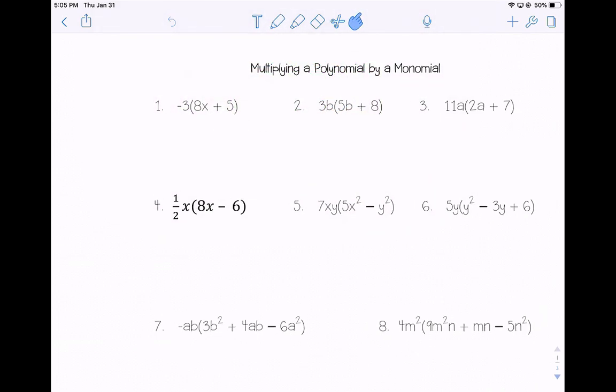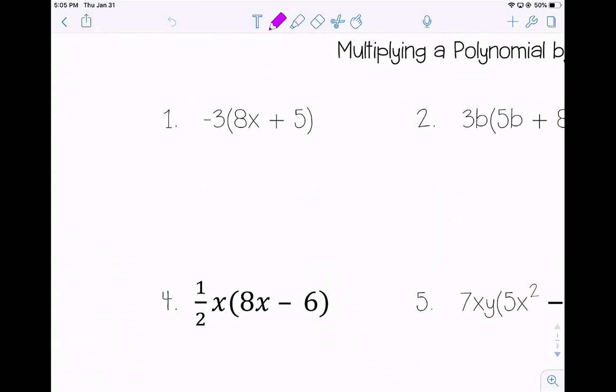So -3 times 8x would result in -24x. And -3 times +5 would be -15. And that's it. We cannot put these two together. I can't do -24x minus 15 because this one has an x and this one does not. So these are not like terms. So at this point, that is our final answer.